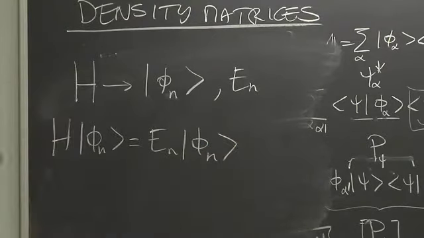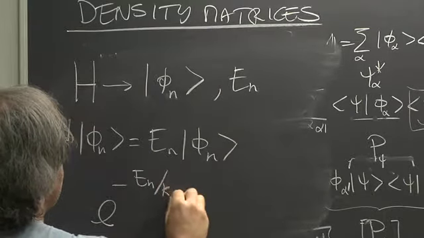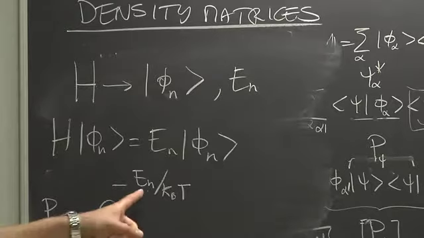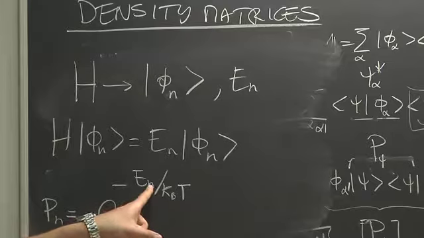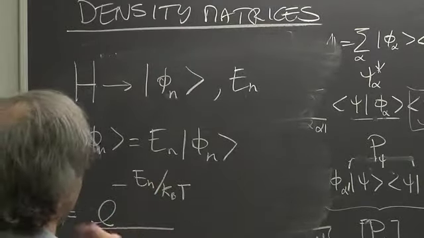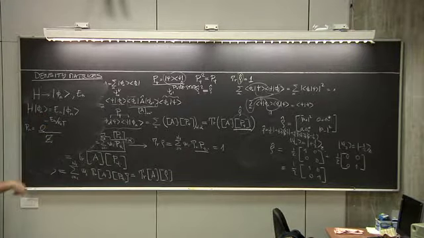Now, the Boltzmann factor probability would be e to the minus En over kBT. So this is the probability Pn of staying in a certain eigenstate En. Now, you might tell me, wait, this is not the probability because it's not normalized to 1. Correct. You have to divide by some number, which is equal to the sum of all these things.